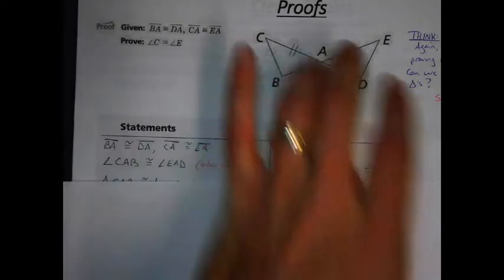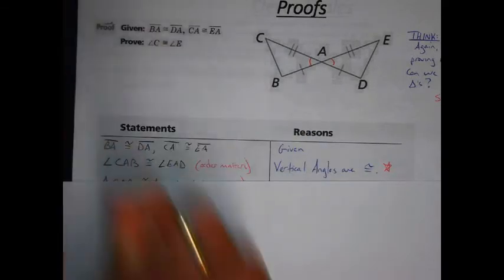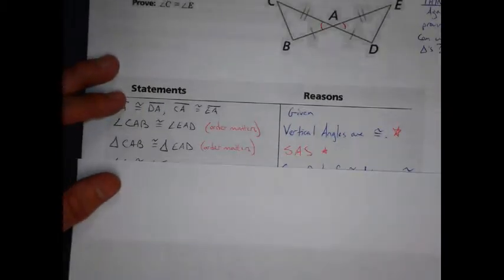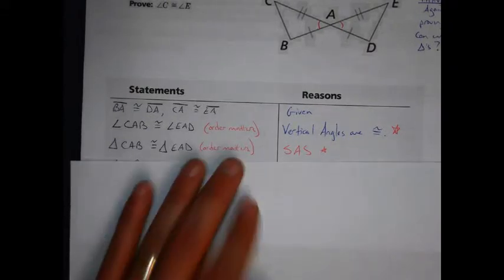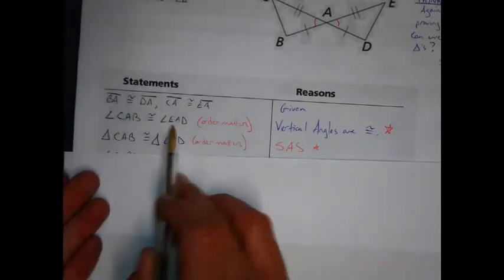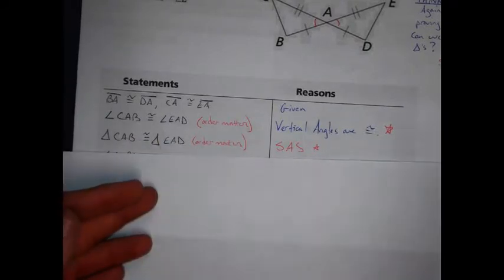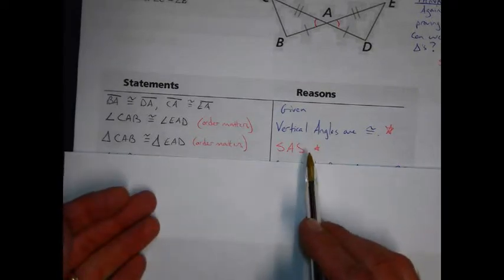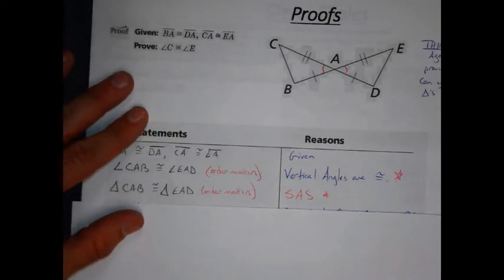Why? Because we're proving parts. So we must first go to the whole triangle before we go to the parts. So we can establish the two triangles. Remember, order matters, but look at this little cheat. If I already had the order for the angles, let me just call it triangle CAB is congruent to triangle EAD, so the order matters. And how can I prove those are congruent? Side, angle, side.